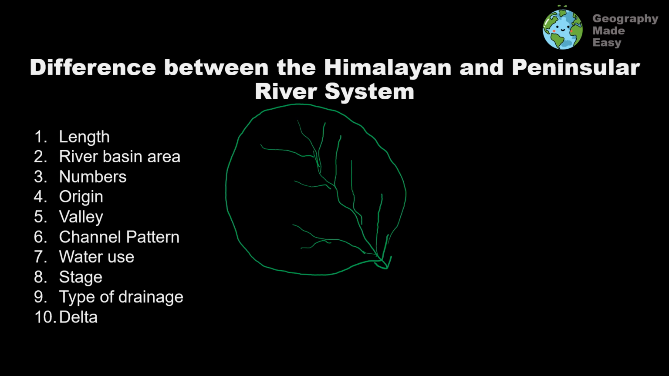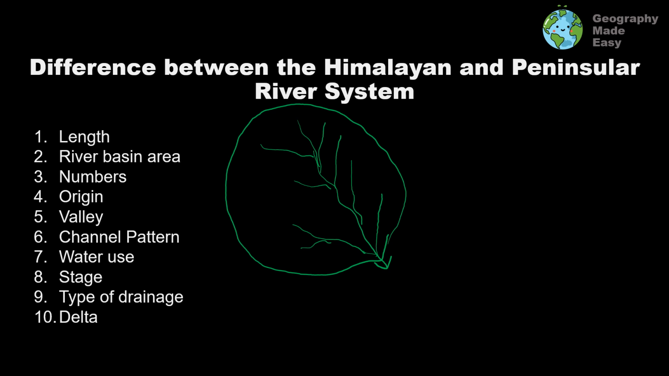Water usage. The water of the Himalayan rivers is used for irrigation and navigation, and in case of the peninsular river systems, of course irrigation and navigation, but the extent of usage is not as much as in the Himalayas.